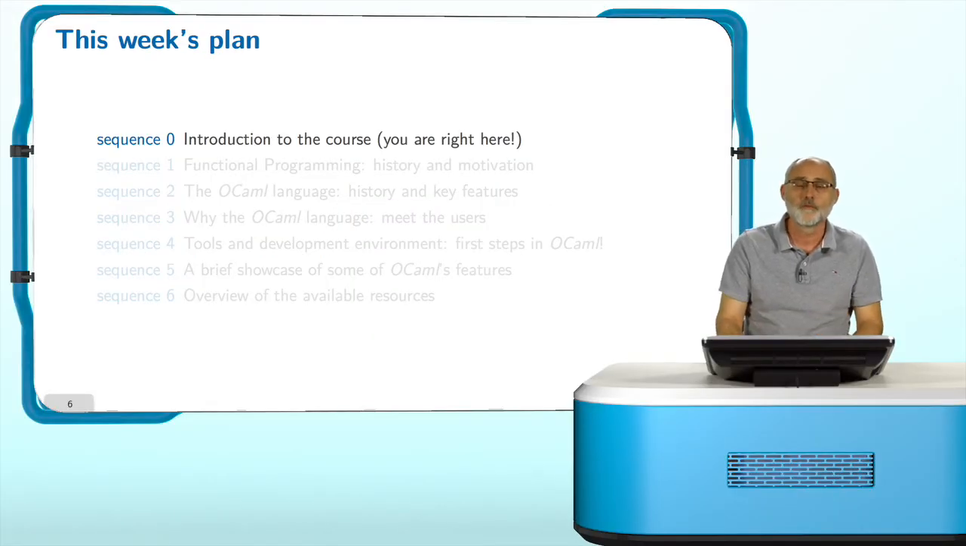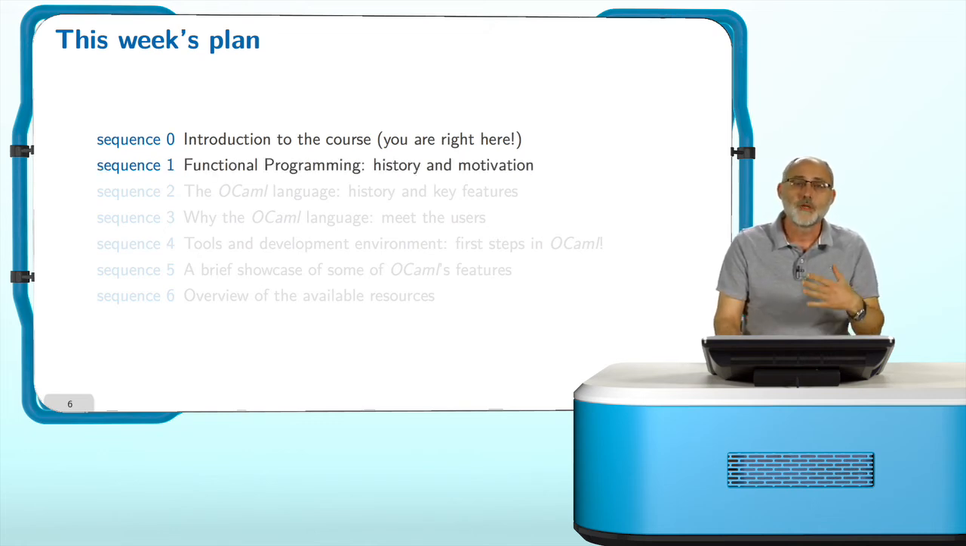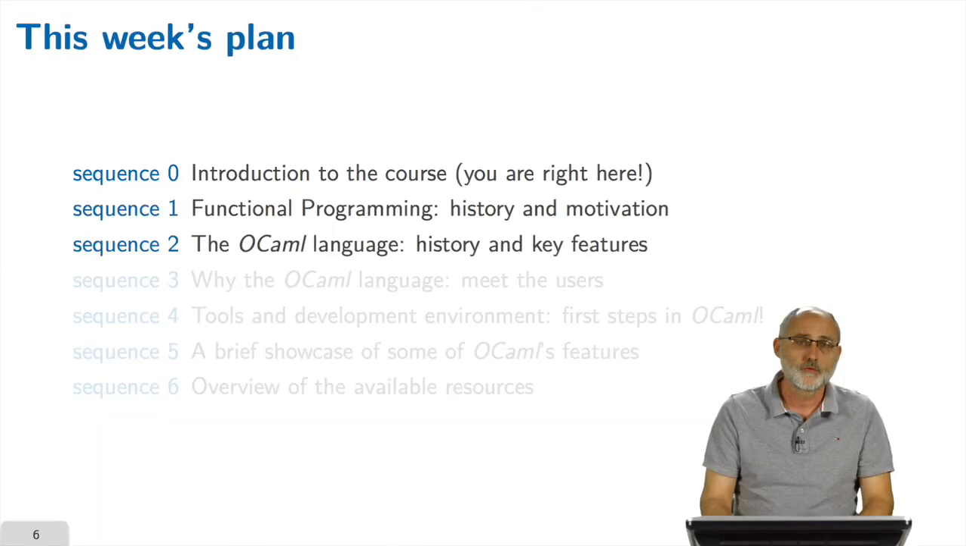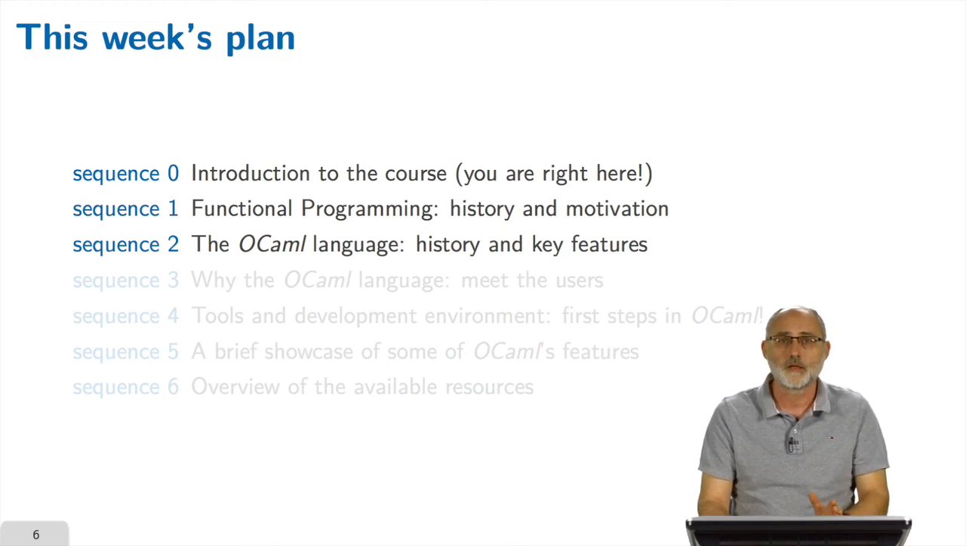Well, this week is organized in a few sequences. The first one is an introduction to the course. We are right here. Then we will provide you some background on functional programming in general, some history and motivation. In sequence 2, we move to the OCaml language. So we learn where it comes from, what are the key features of the language.